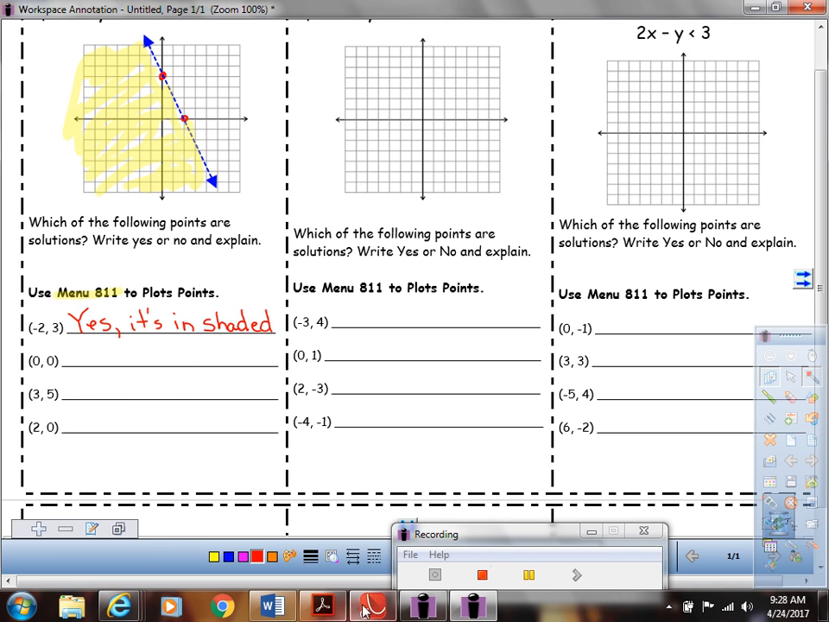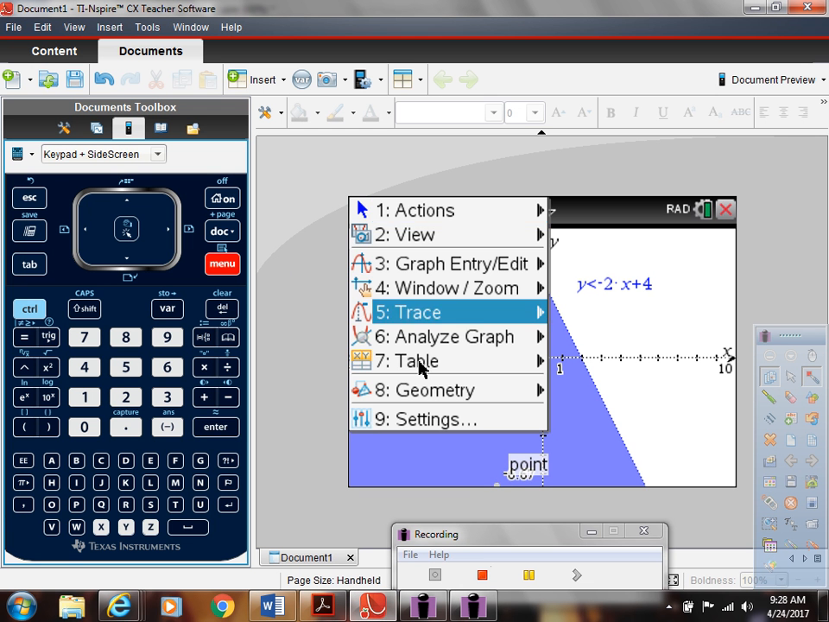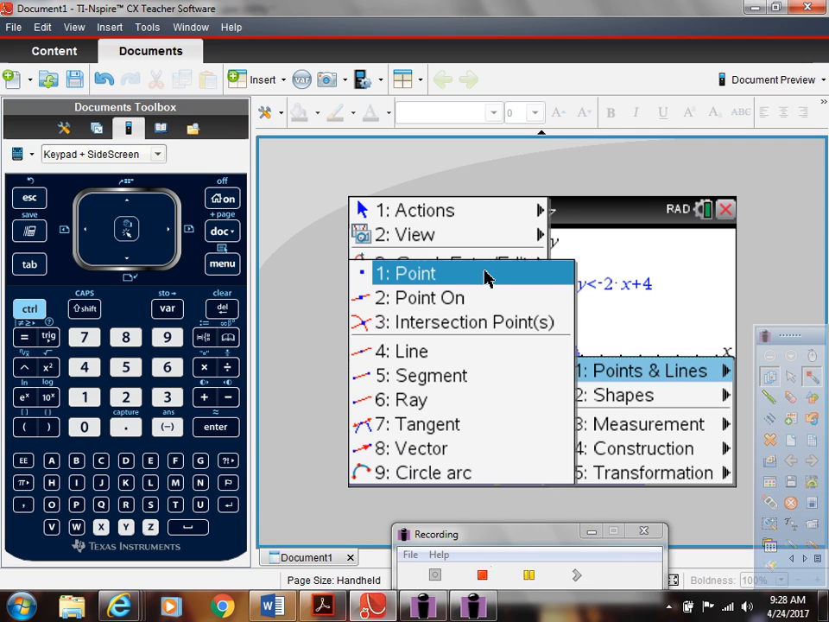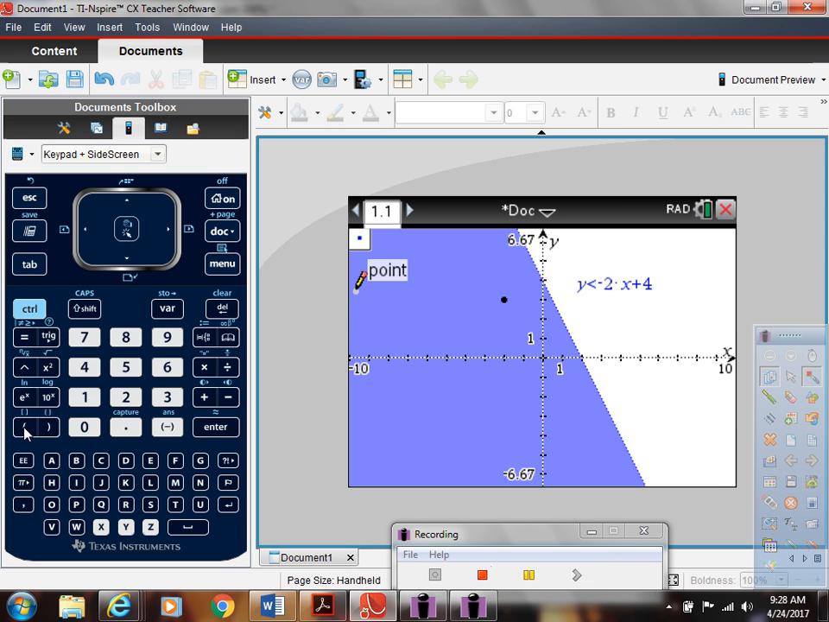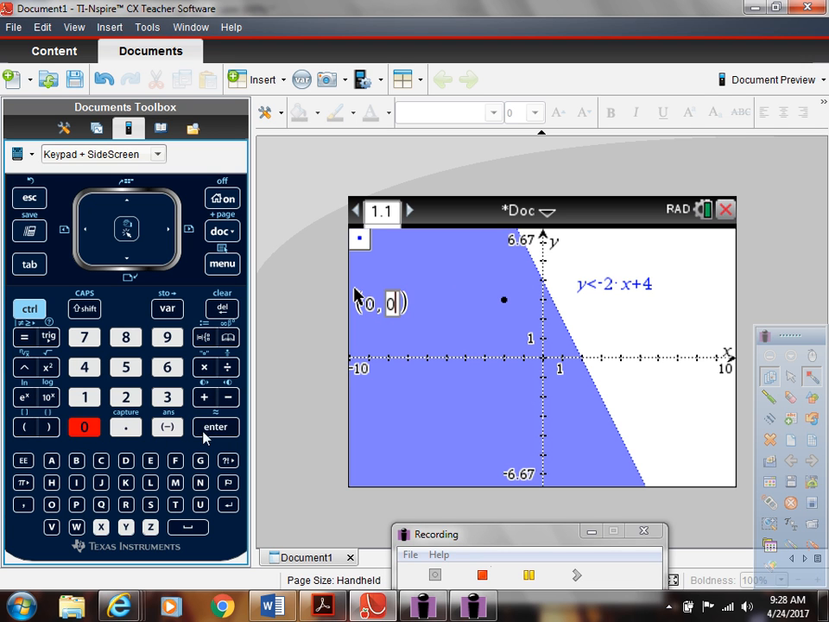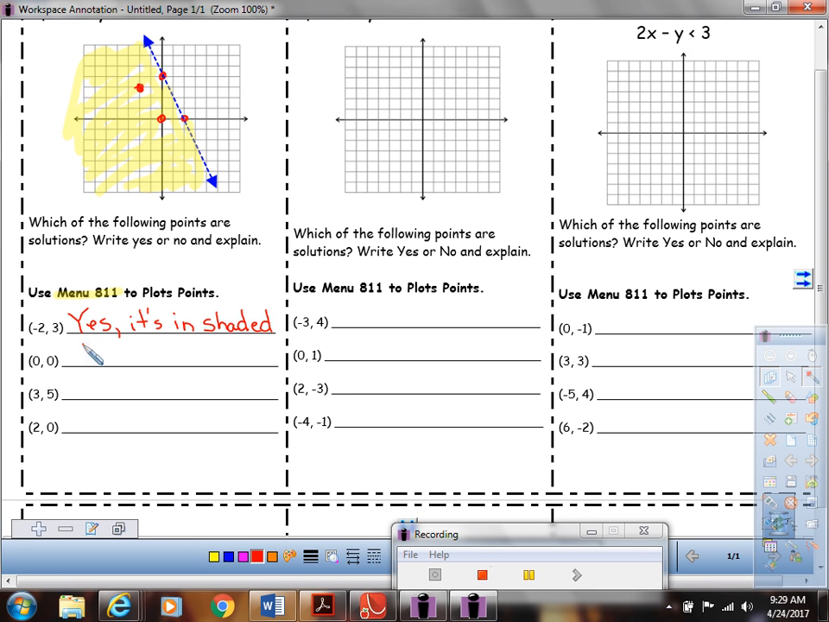Now how about 0, 0? You can plot it over here on the graph if you want to too. Negative 2, up 3, 1, 2, 3, right there. So you can see that it is in the shaded area. How about 0, 0? Yes, that's a yes. You can practice plotting it on your calculator, menu 811. Open the parentheses, put 0, enter, 0, enter, and it's in the shaded. So put yes, and then you can put shaded. If you want to keep it simple, just put yes, and then put shaded.